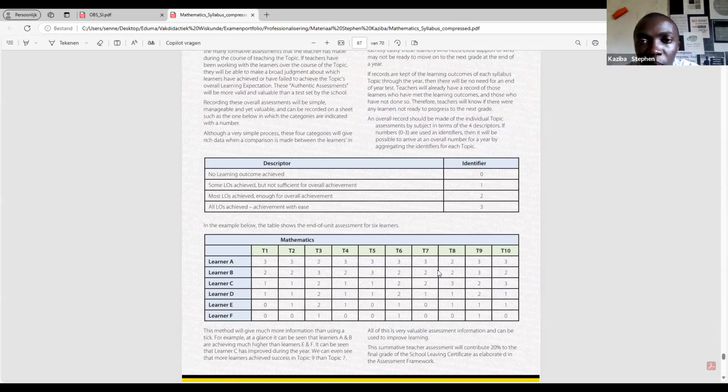The scores that they obtain at the end of the year or at the end of every term, we submit them to the National Assessment Center. We have a National Assessment Center where students' continuous assessments are captured. So every time we keep on submitting, depending on the number of topics we have taught within that particular term.